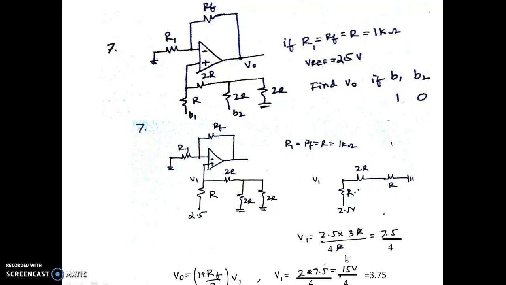This way, we can't simply use the equation of an R2R ladder for any given circuit. We need to carefully observe the changes in the circuit. Suppose this was 2R and that was R, you would have directly written the output voltage as half of 2.5, that is 1.25, into 2, which will be 2.5 volts. This would have been 2.5 volts if this resistor is 2R and that resistor was R. Since the wrong values of resistors are connected in the ladder, this output voltage is different.